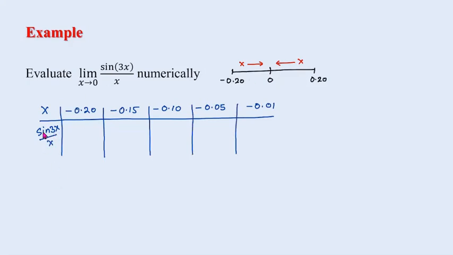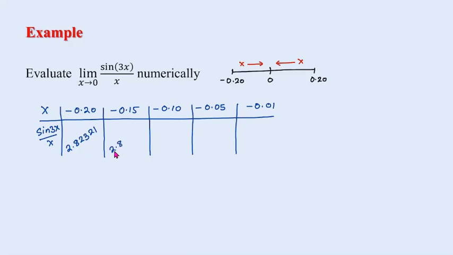Now, because we are dealing with a trig function, if we are evaluating this at all these values using a calculator, our calculator must be in radian mode. So first, we are going to plug in negative 0.20 for x. And if we do that, we'll get 2.82321. Now, if you plug in negative 0.15, let's see what we get.